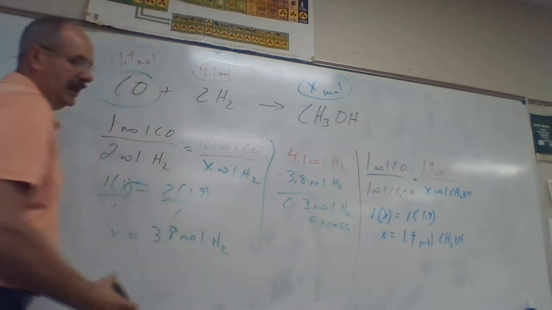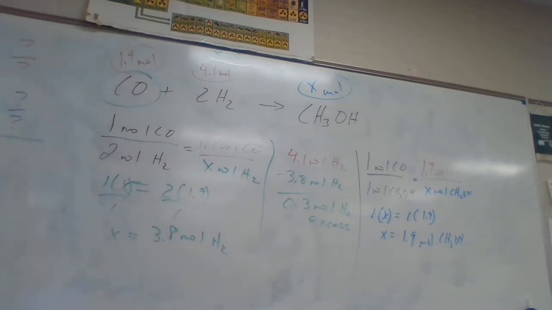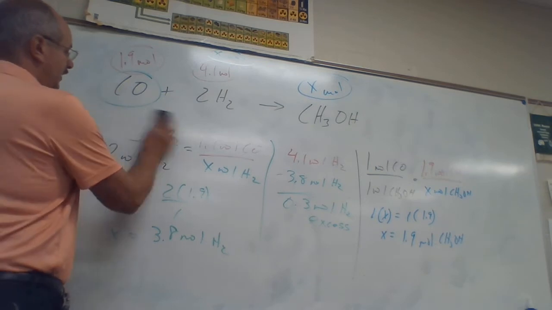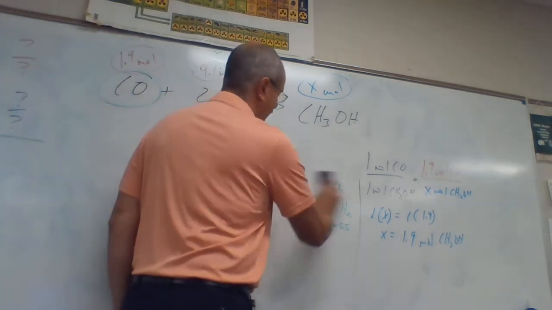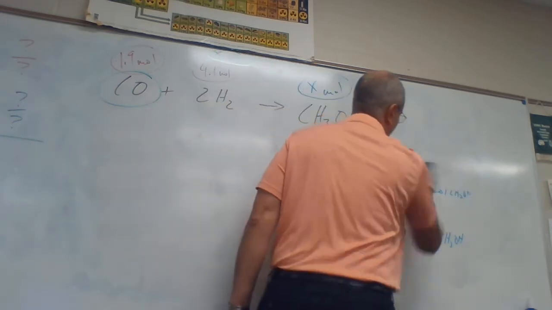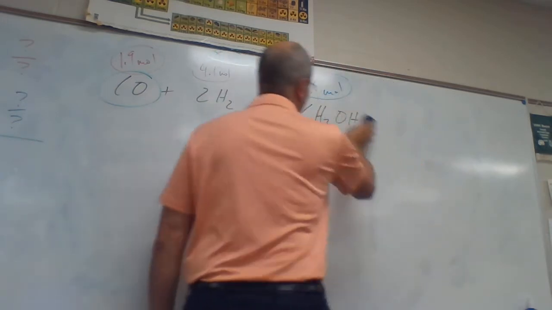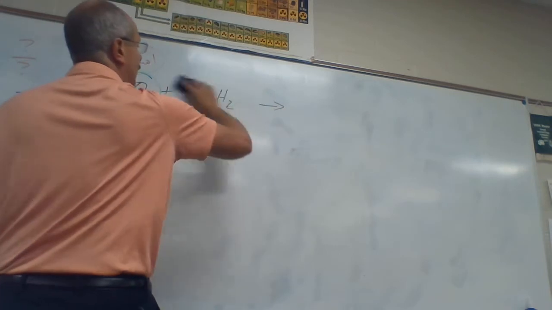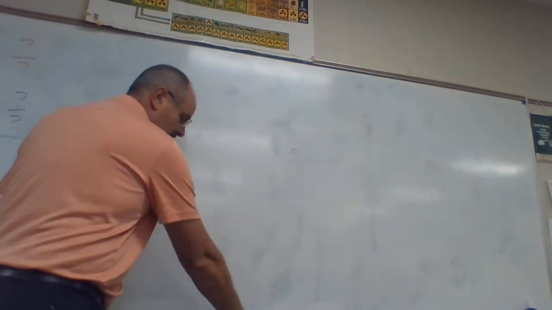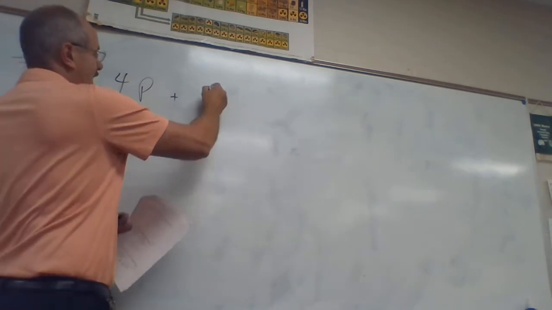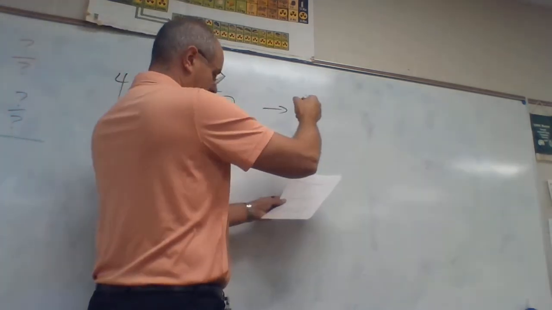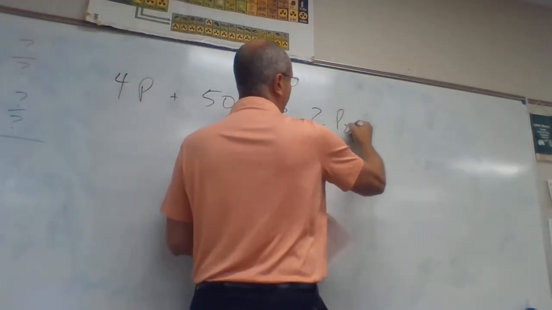Now it's time to move on to number 8. Number 8, we changed the balanced equation again, so we got to erase all this stuff. Erase the balanced equation, which is our recipe. All right, so my recipe now is 4 phosphoruses plus 5 O2s. That will make 2 P2O5s.